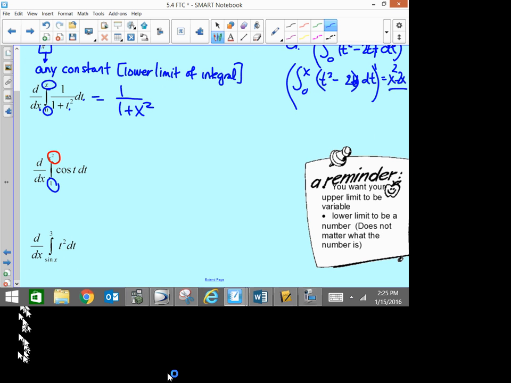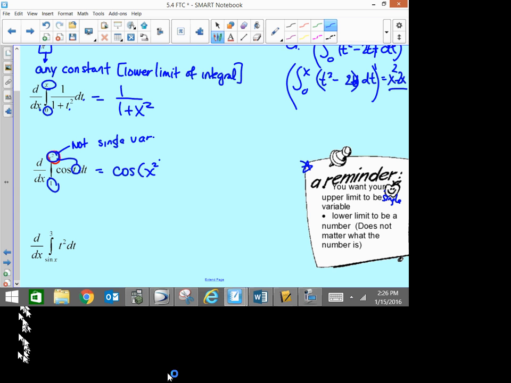All right. So you want your upper limit to be a single variable. This is what we're talking about here. The lower limit has to be a number, doesn't matter what the number is. So when we have that, we're going to have to remember the old chain rule. We're going to have to take the derivative of it if it's not a single variable.